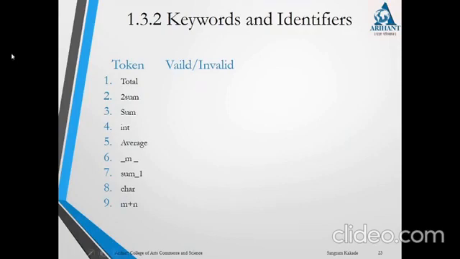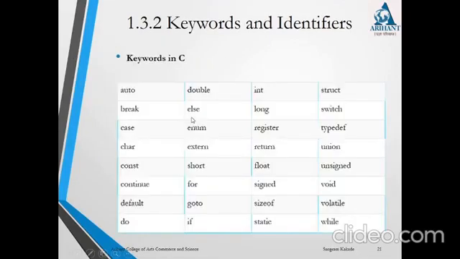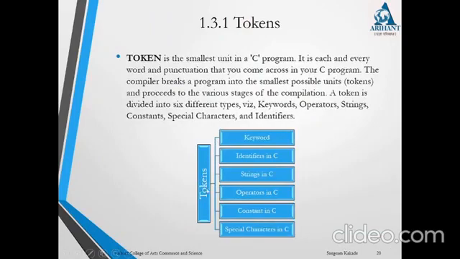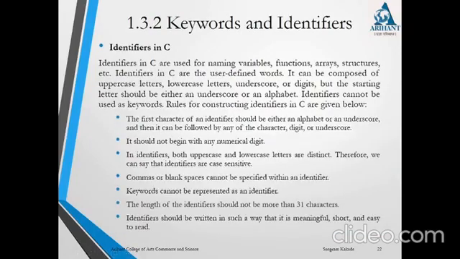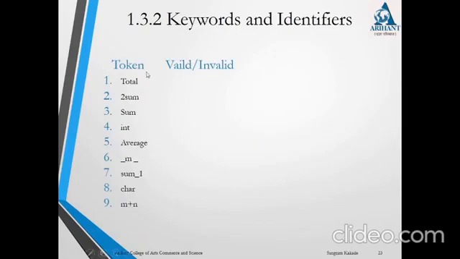I have deliberately mentioned them here as tokens because tokens are a category in which identifiers come. So tokens are nothing but identifiers, and keywords too, vice versa. So to be more precise, we will continue to call them identifiers. So first is total.